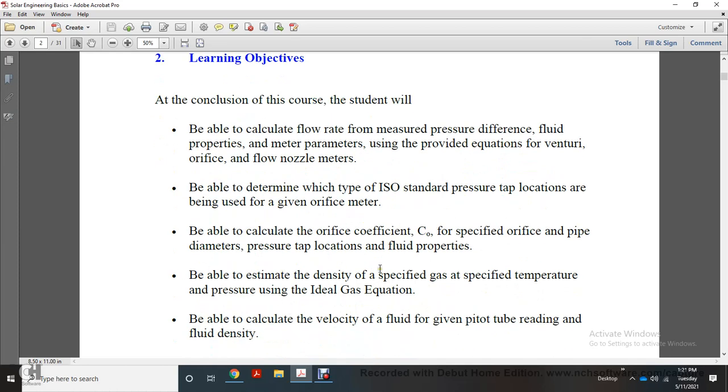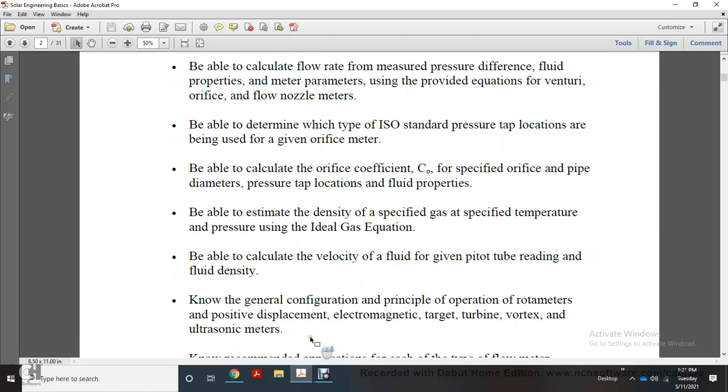Be able to estimate the density of a specified gas at specified temperature and pressure using the ideal gas equation. Be able to calculate the velocity of fluid given the pitot tube reading and fluid density.